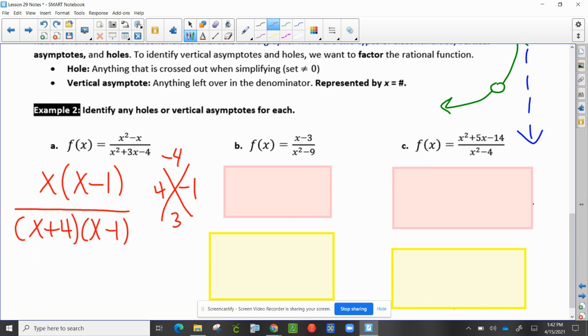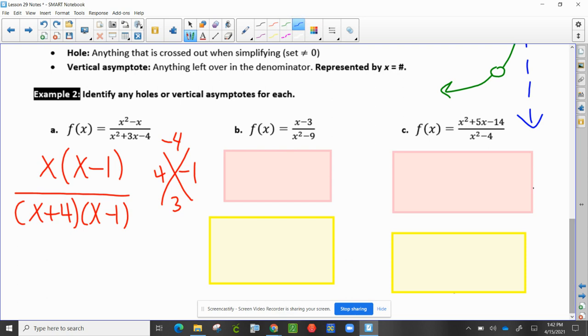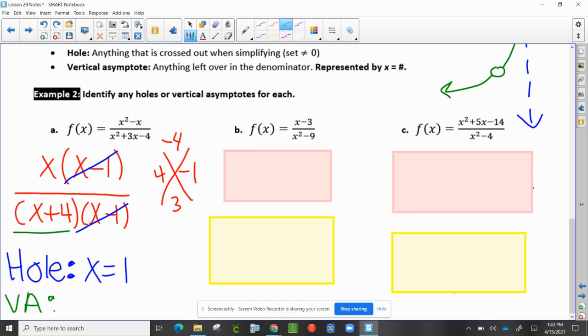Okay. So now that I have everything factored, anything that cancels out or gets simplified out, like these x minus 1s, are going to give us a hole. So on this one, we have a hole at that x value. That would give us a 0. So that means when x equals 1, we have a hole, because 1 minus 1 is 0. Anything left in the denominator is going to give us a vertical asymptote. Okay, so in this problem, our vertical asymptote then is going to be at -4, because -4 plus 4 would give us 0.